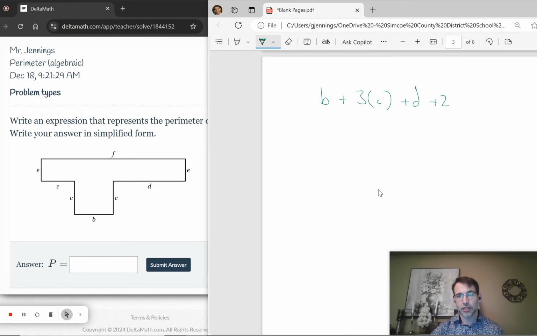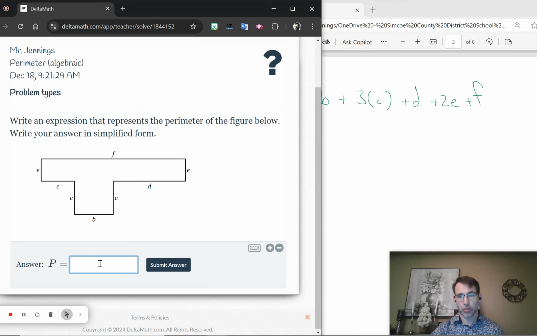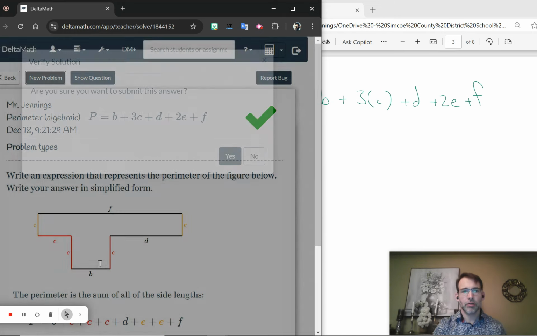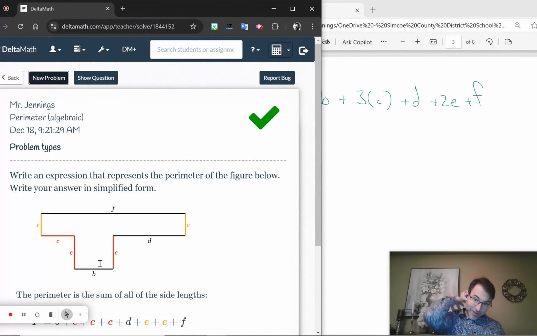There's 2 E's, and there's one F. So that's what you type: B plus 3C plus D plus 2E plus F. That's all. That's what you're going to do for these, is work these ones.